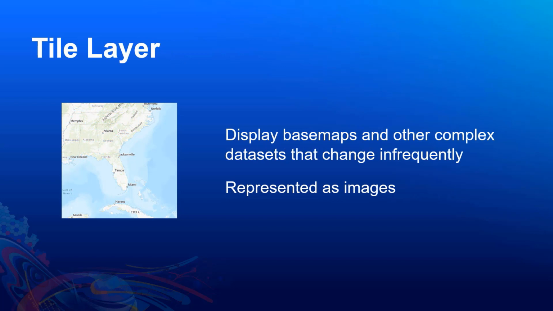Next, we have the tile layer, which is great for complex rendering requirements. These layers help you display base maps and other complex data sets that are changing infrequently. They are stored as image files and can be pre-rendered for a fast display of relatively static data. So, for example, if you think of a base map with tiles of streets, these streets are not changing very often and are primarily used for visual reference. Therefore, a user would not be editing or working with the source of that data.